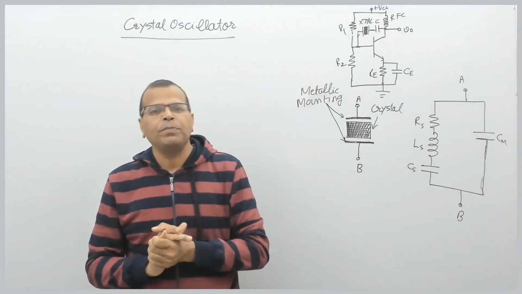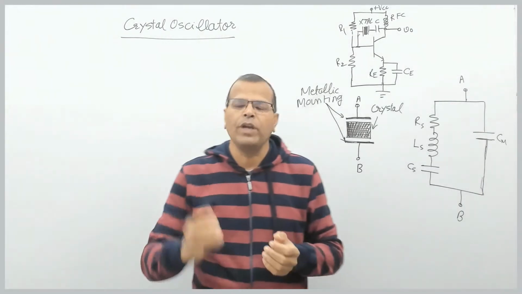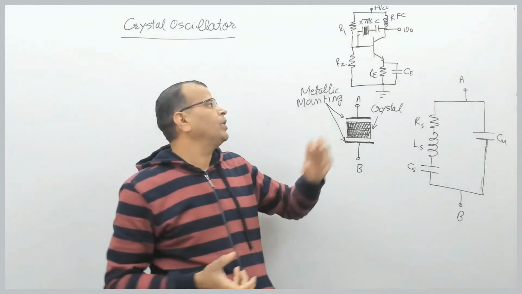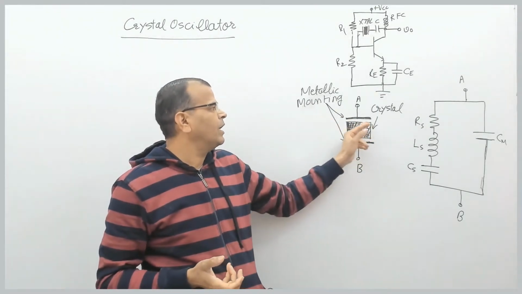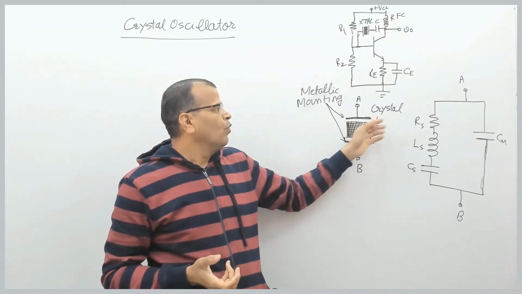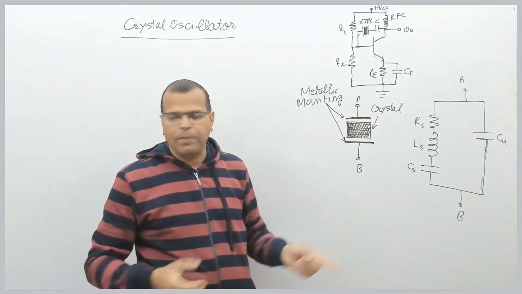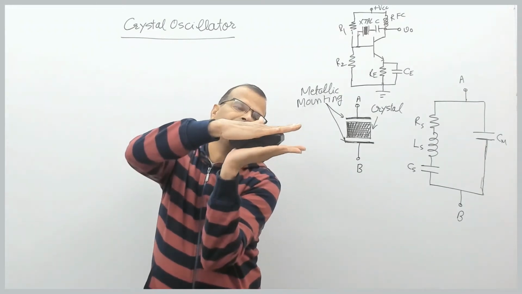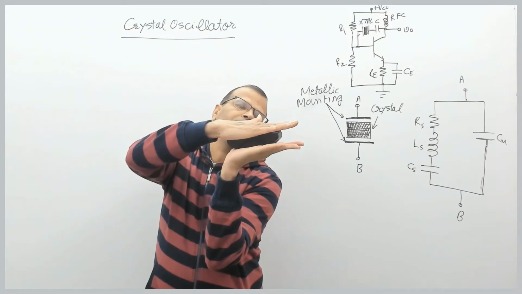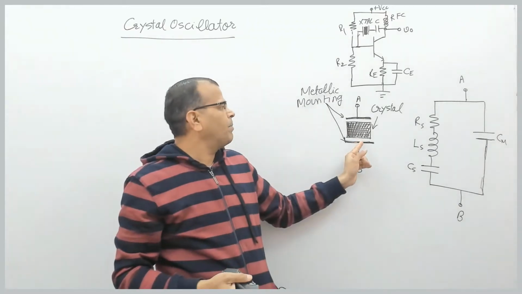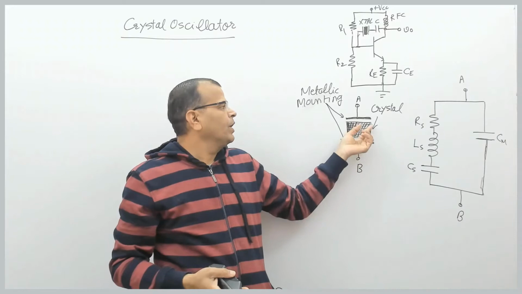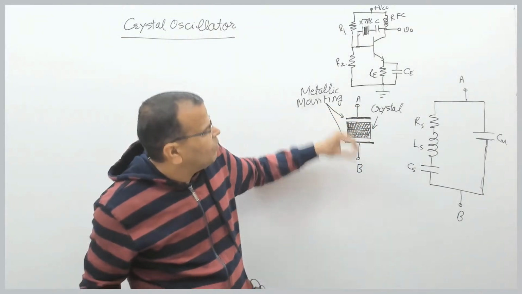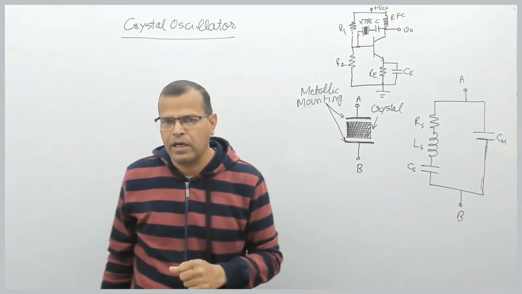There are many types of piezoelectric crystal, like quartz, Rochelle salt and barium titanate. Quartz is the most commonly used crystal. This crystal is mounted between two metallic plates, so we have a sandwiched quartz crystal. These are metallic mountings, and in between we have the quartz crystal.